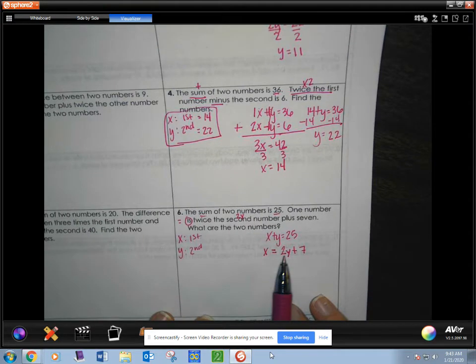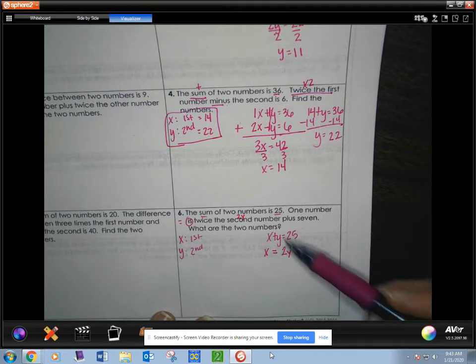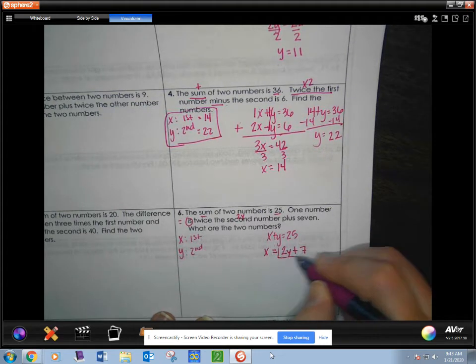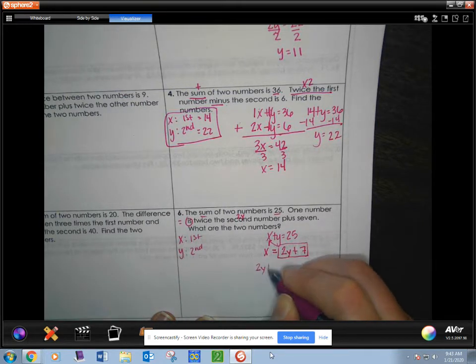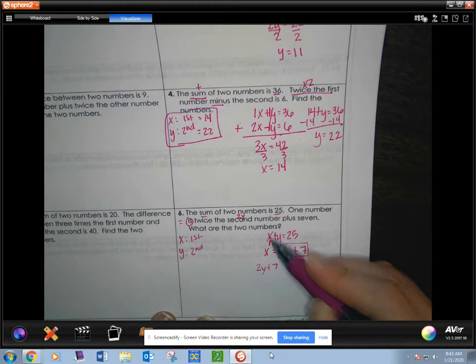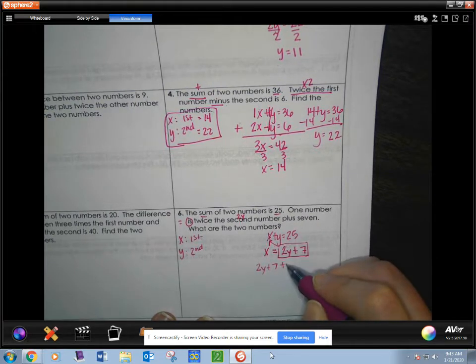All right, so from here, this one's not set up for elimination. I have x above x, but I don't have equals above equals. So therefore, this one's set up for substitution. So I'm going to box what x equals since it's by itself, and I have to plug that into the x in the other equation because remember, x is the outside letter. So I replace x with 2y plus 7, and then I keep plus y equals 25.